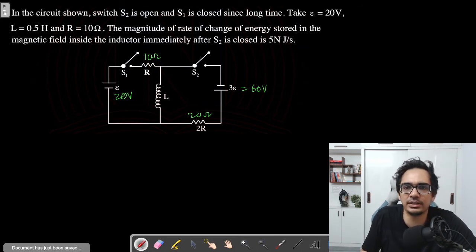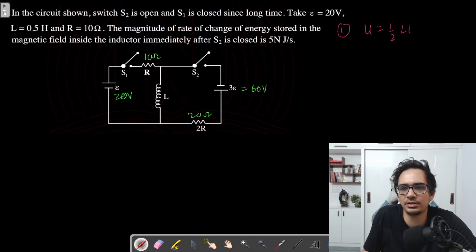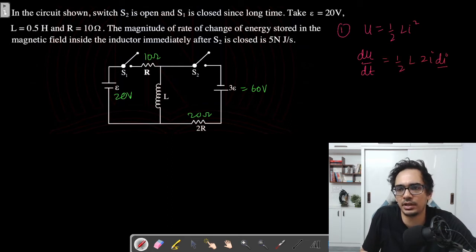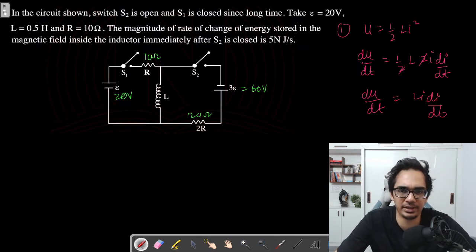So the first thing that would come to my mind is energy is equal to half L i square, and rate of change of energy with respect to time will be half L into the differentiation of i square, which is 2i into di by dt. So 2 will get cancelled. So dU by dt is equal to L i di by dt. So this is what we have to find technically. This I will do first. Then I will check what will happen when S2 is just closed.